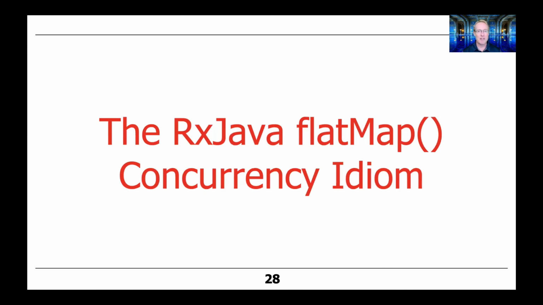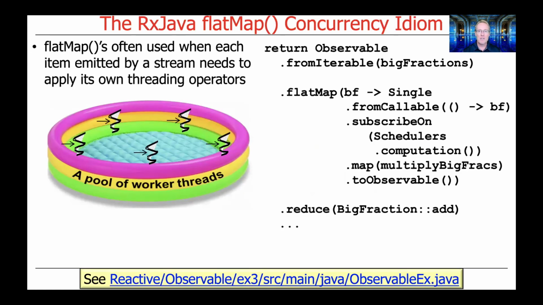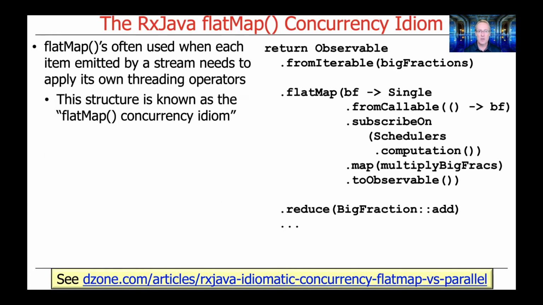Now that we've talked a bit about flatMap, let's have a deeper dive into the RxJava flatMap concurrency idiom. FlatMap is often used when each item that's emitted by a stream needs to apply its own threading operators. And once again, this is an example we'll take a look at in more detail at the end of this lesson. This particular style of programming with RxJava and flatMap is referred to as the flatMap concurrency idiom. You can read more about it at the link at the bottom of the slide.